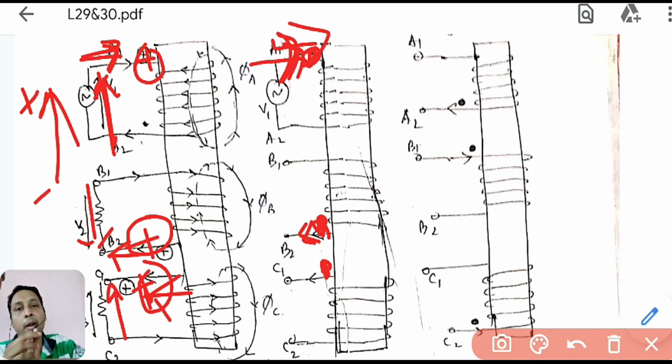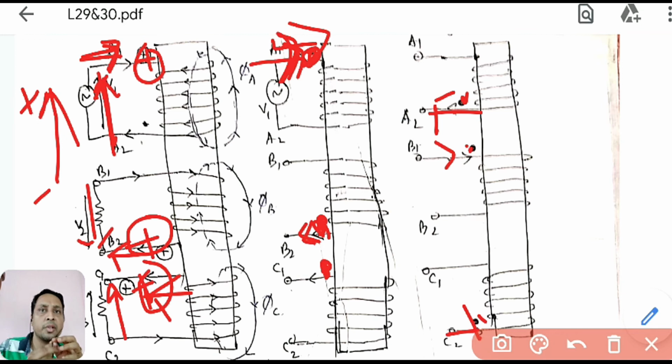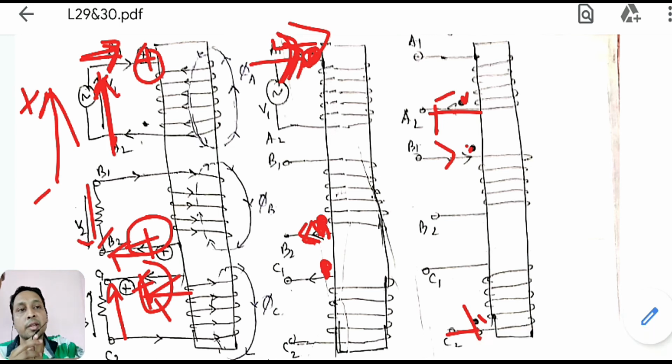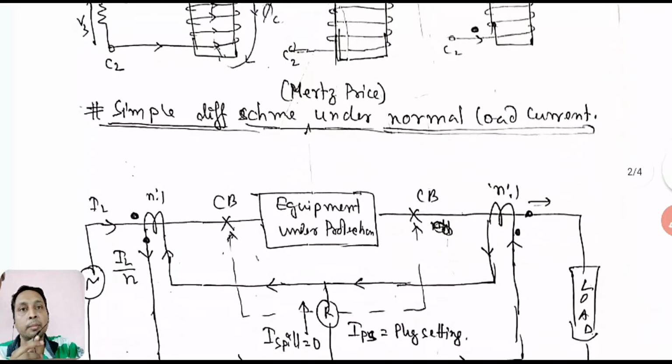So here the reverse also can be done. If in the primary the current is coming out through the dot, then in the secondary it should go in through the dot. So you can see in both ways you can mark these dots. These dots are very important for your differential schemes, CT connections. If you are not clear with this, you cannot draw the connection diagram. So be very careful with it.